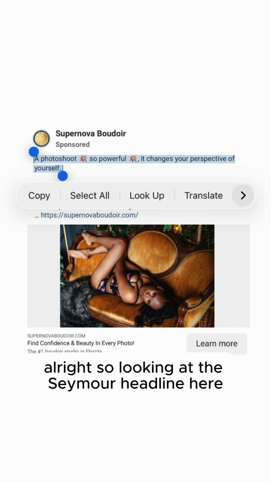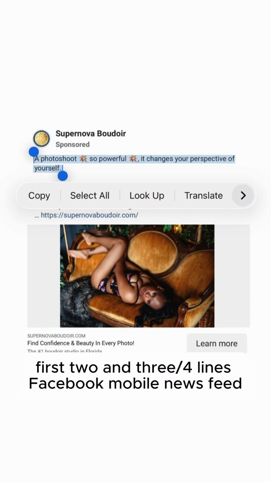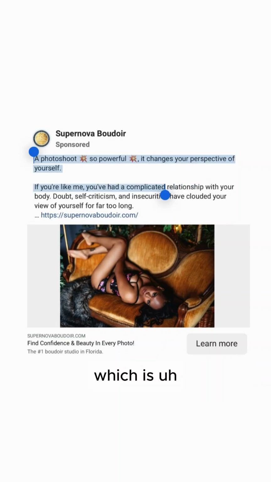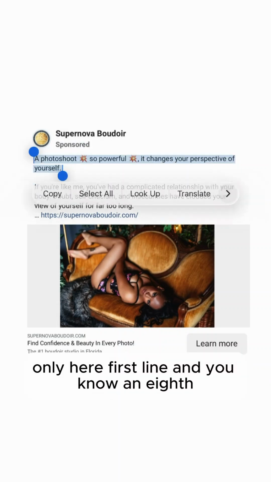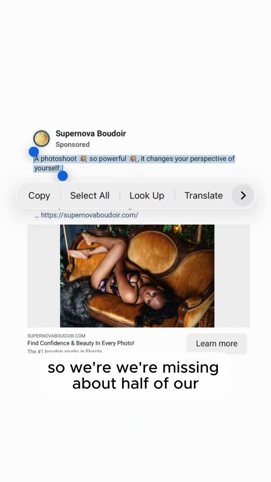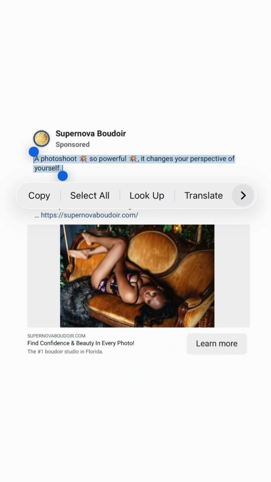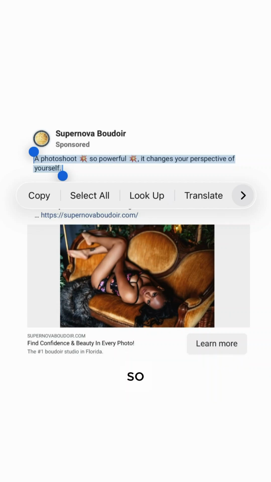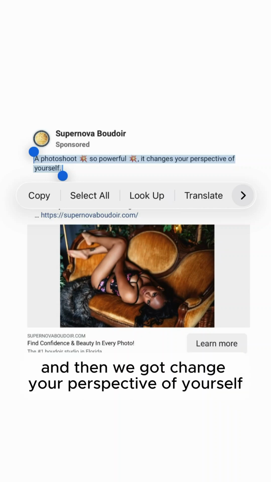All right, so looking at the See More headline here, first 2 3/4 lines, Facebook mobile news feed, which is only here, first line and an eighth. So we're only using like 40% of our space here. So we got photo shoot, and then we got change your perspective of yourself.